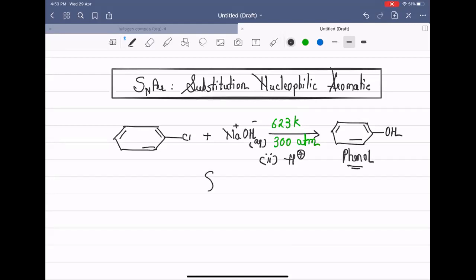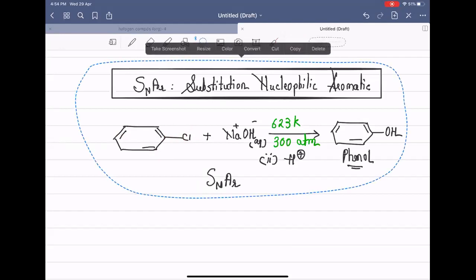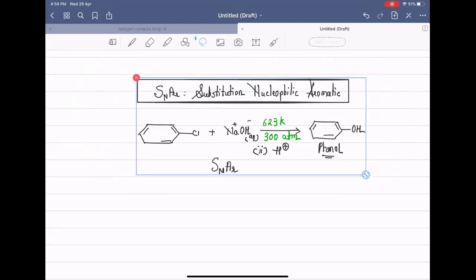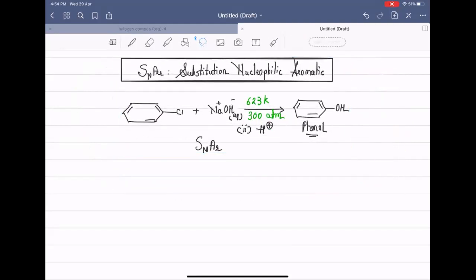This is a good example of an SNAr reaction, where your nucleophile OH- attacked the aromatic halide and replaced chlorine. If you look at the reaction, the conditions are so extreme that it would be very difficult to perform such reactions. So the question is, why are such reactions so difficult?